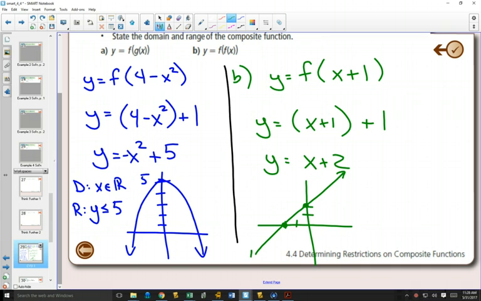That is a straight line with a slope of 1. Your domain is everything. And your range is everything.